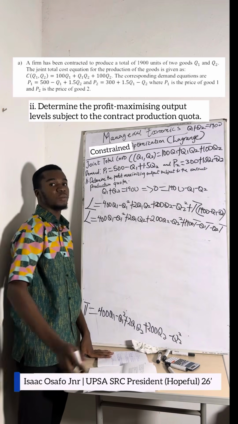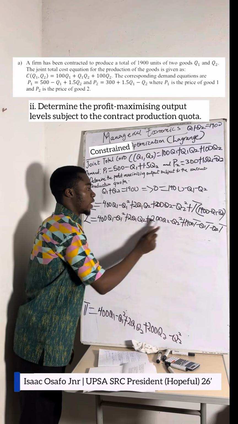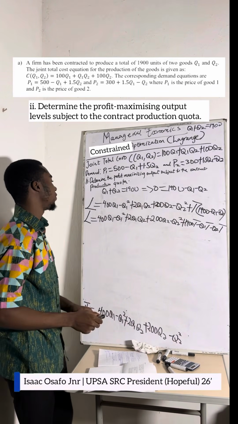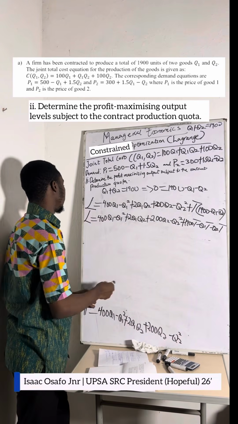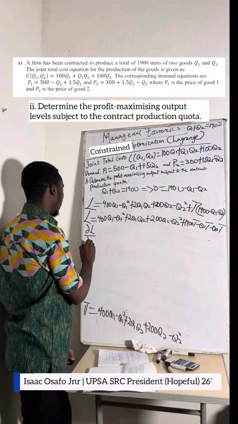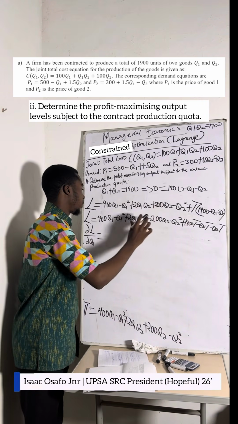Then the next thing you're going to do, you differentiate with respect to all the variables here. There are 3 variables here. We have Q1, Q2, and lambda. So we differentiate with respect to all of them. Now let's differentiate with respect to Q1. So you're going to get del L over del Q1. Now we are differentiating this with respect to Q1.